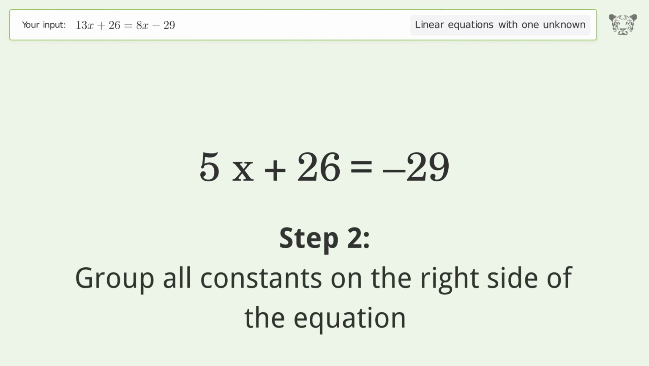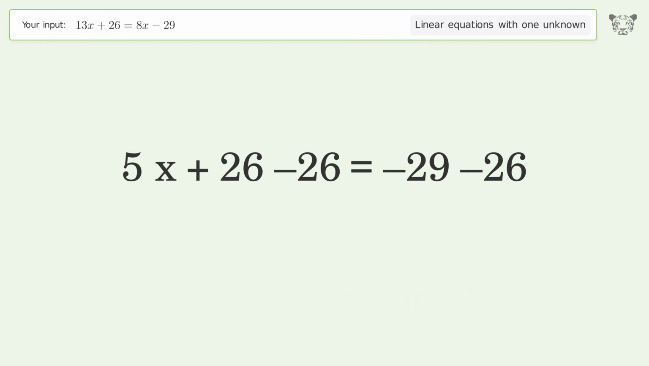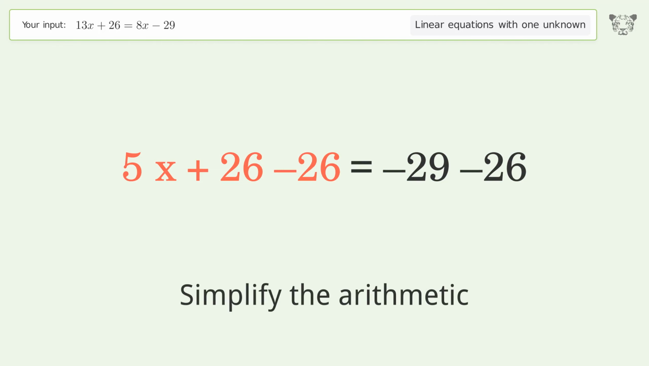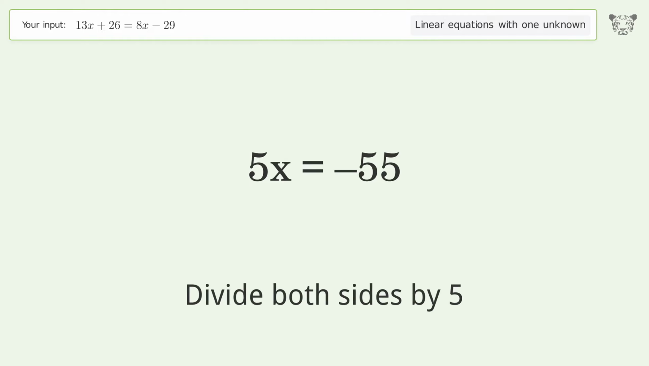Group all constants on the right side of the equation. Subtract 26 from both sides. Simplify the arithmetic. Isolate the x. Divide both sides by 5.